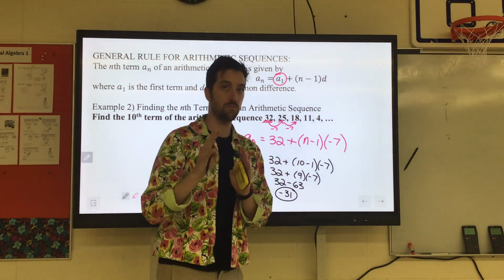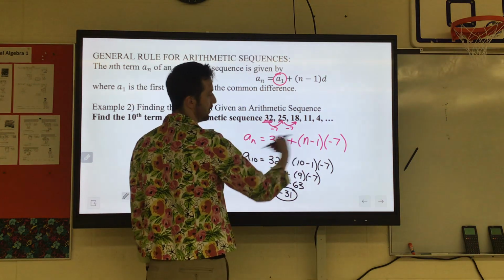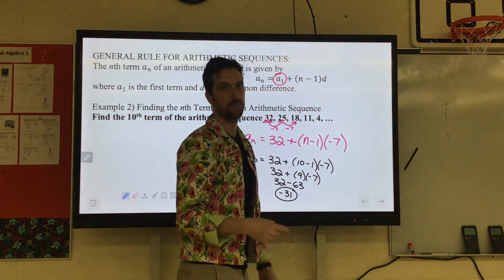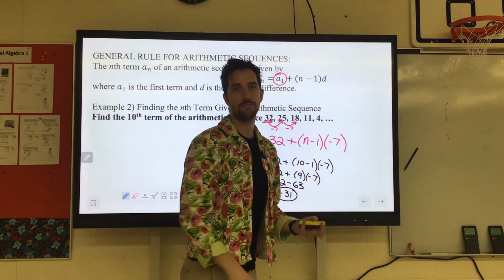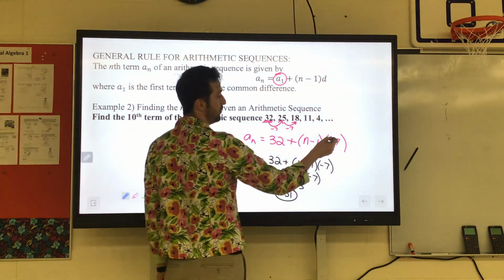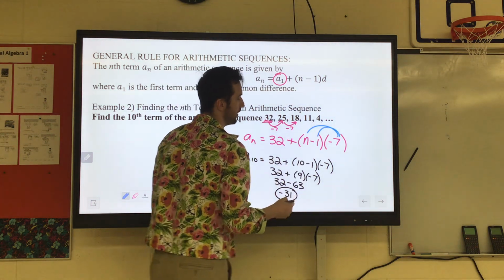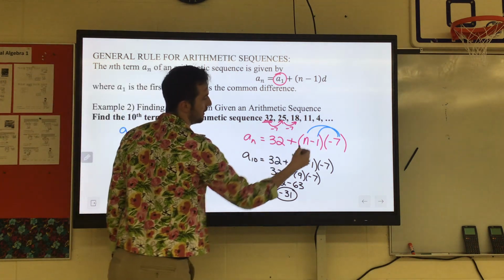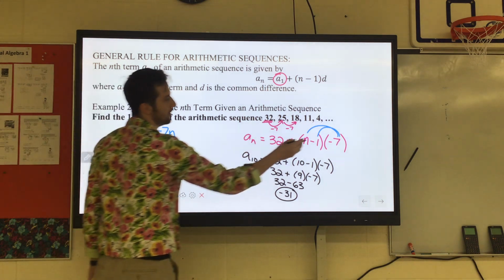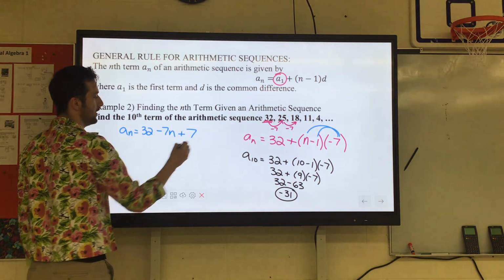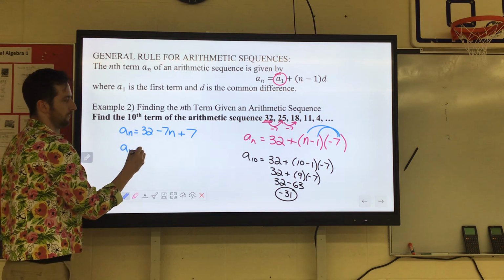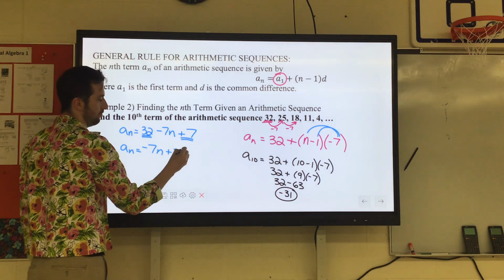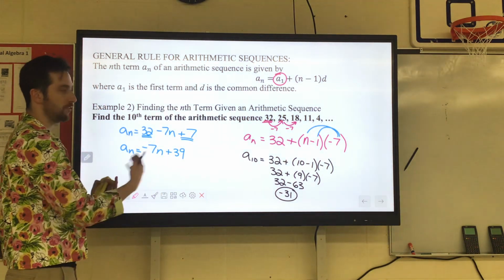Now I've seen it other ways too. Once people have the general formula like this in pink, if you have to find a bunch of terms, if they're like find the 5th, 10th, and 12th terms, what I've seen done is people have distributed this negative 7 to both those terms. So let's see, if we did that, we'd have 32 negative 7n, and then negative 7 times negative 1 is positive 7. And they just clean up this formula. So it'd be negative 7n, and then 32 plus 7 is 39.